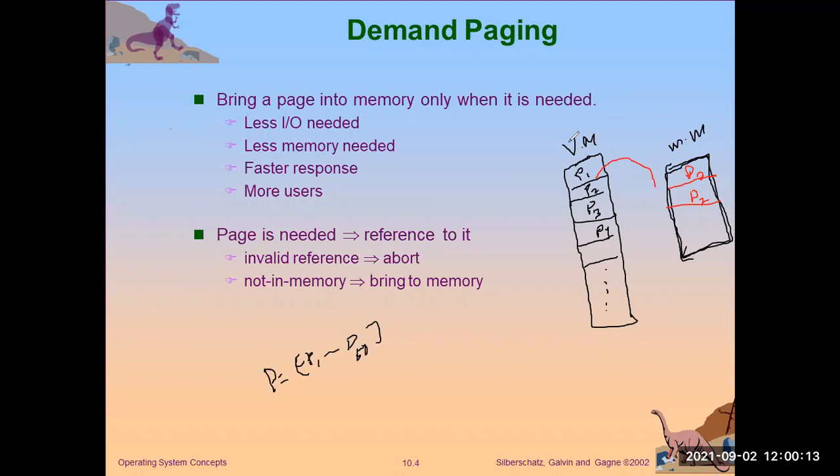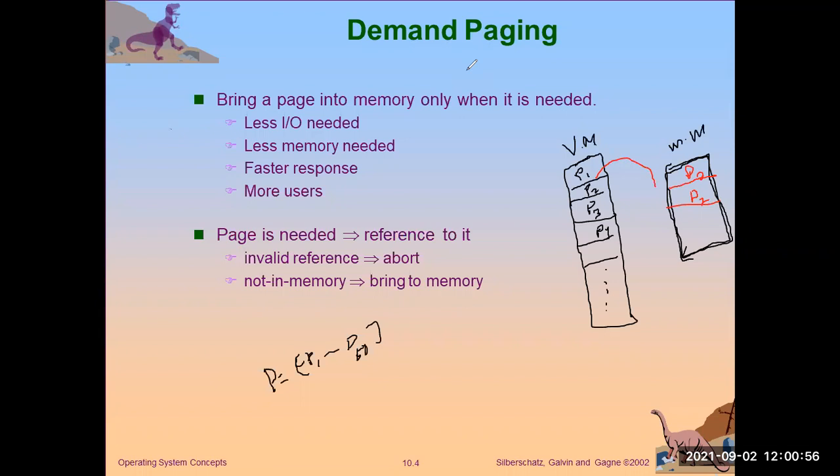Fourth advantage is faster response. As we are not directly communicating with the secondary memory, we are communicating with the virtual memory. So what is happening here? The response time, the accessing speed, is very much faster. And the final advantage is more users. That means more programs can be stored in my main memory.